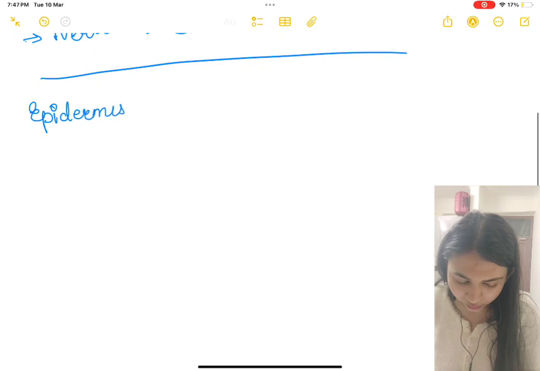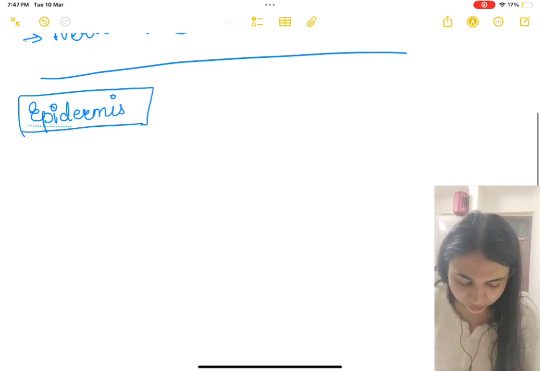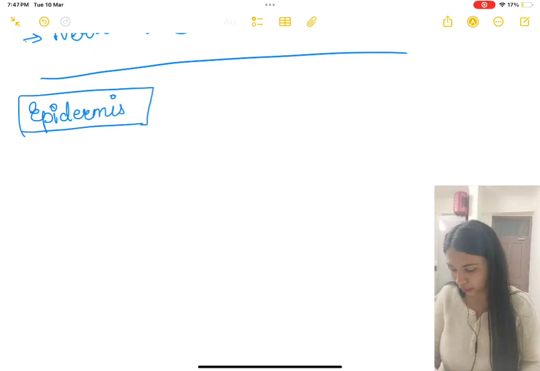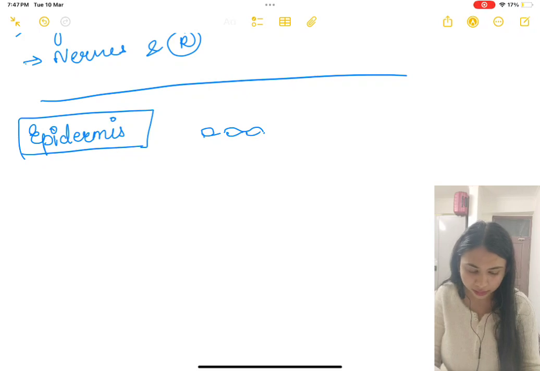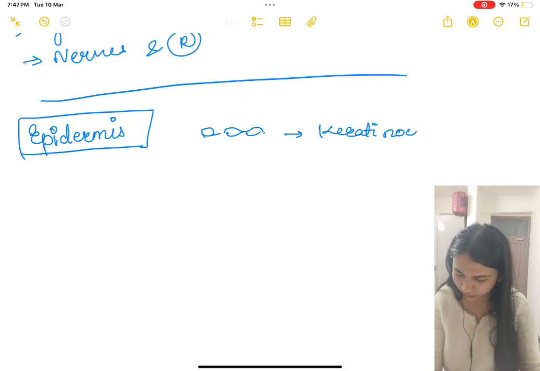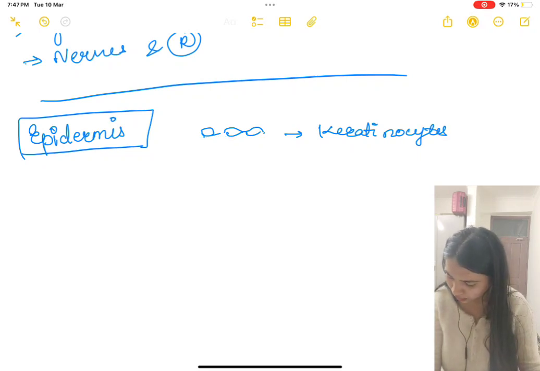In layers of the skin there are three layers, namely epidermis, dermis and hypodermis. So firstly let's start with the epidermis. What is epidermis? It consists of multiple cells. These cells are called keratinocytes. Now keratinocytes are composed of intermediate filaments, the predominant being keratin.